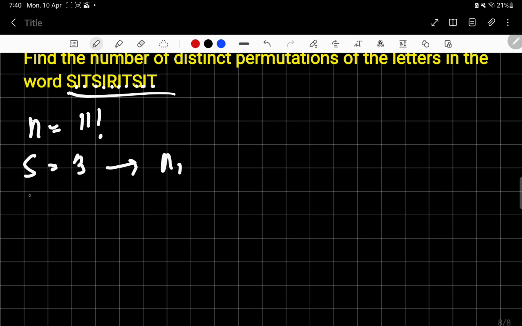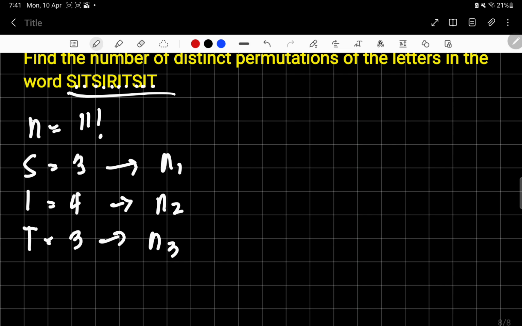Okay, ano pa? Letter I. So si letter I, ilang I meron tayo dito? We have 1, 2, 3, 4. There are 4. And your I will be your N sub 2. And the letter T. We have 1, 2, 3. So si letter T, we have 3 letters on our word sit. So that will be your N sub 3.